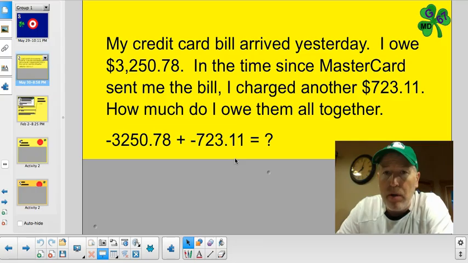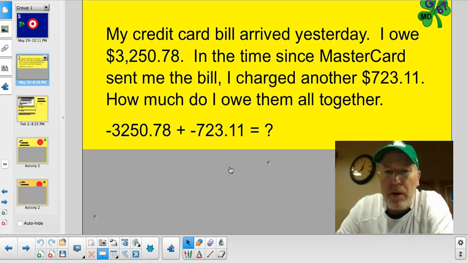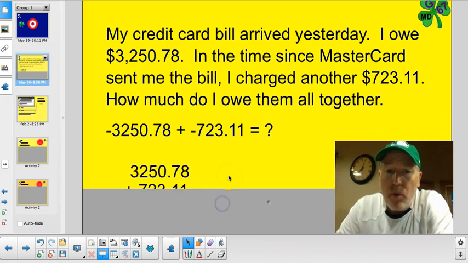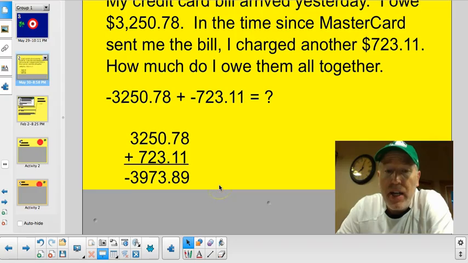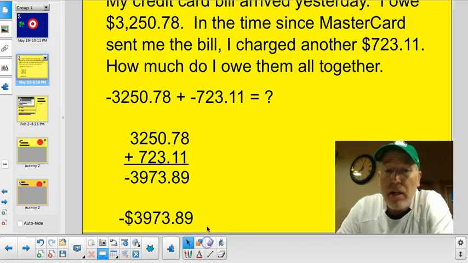Well, generally people think about debt, like when you owe something, as a negative number. So if I were to write this out in a number sentence, I can think of this as negative $3,250.78. It's a decimal, right? Plus another negative $723.11. Well, you could probably figure out how much I owe them altogether. All you really need to do is add those two numbers together, correct? And put a negative sign in front of it. I owe them about $4,000, a negative $3,973.89. You with me? All right, don't forget to add the labels. That's the proper answer for that question.